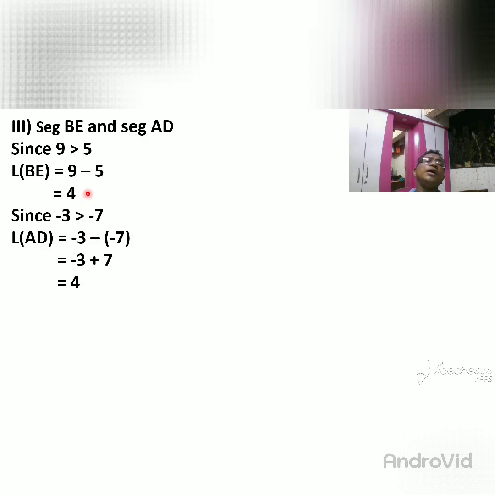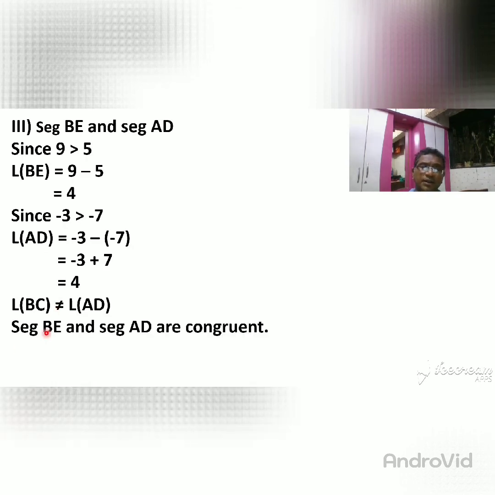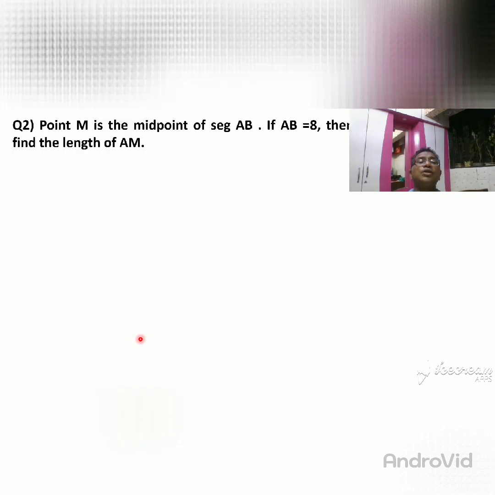So AB is 4, and AD is equal to 4. So the length of AB and the length of AD are the same. So they are congruent. What is written here about the length of AB is wrong. What is written here is correct: segment AB and segment AD are congruent because their lengths are equal.